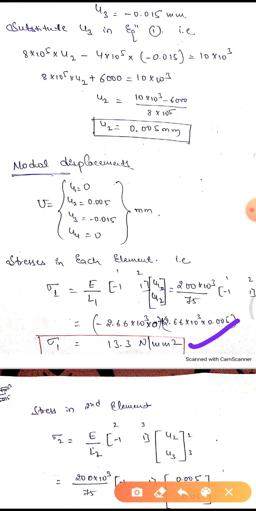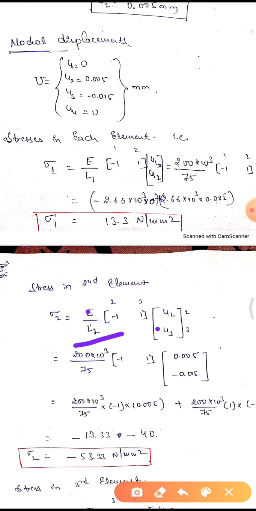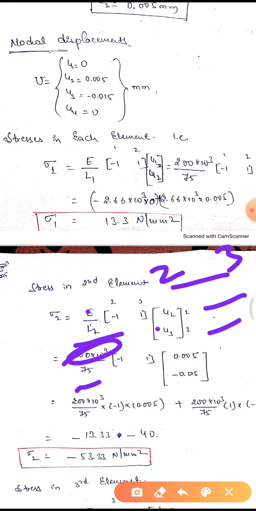Next, you need to determine the stress in the second element. The same thing applies again. For the second element, we define E divided by L2 times [minus 1, 1] times [U2, U3], since the second element is connected between node 2 and 3. E is 200 into 10 raised to 3, L2 is 75, U2 is 0.005, and U3 we have found is minus 0.015. If you simplify this, you get sigma 2, the stress in the second element, as minus 53.33 Newton per mm square.